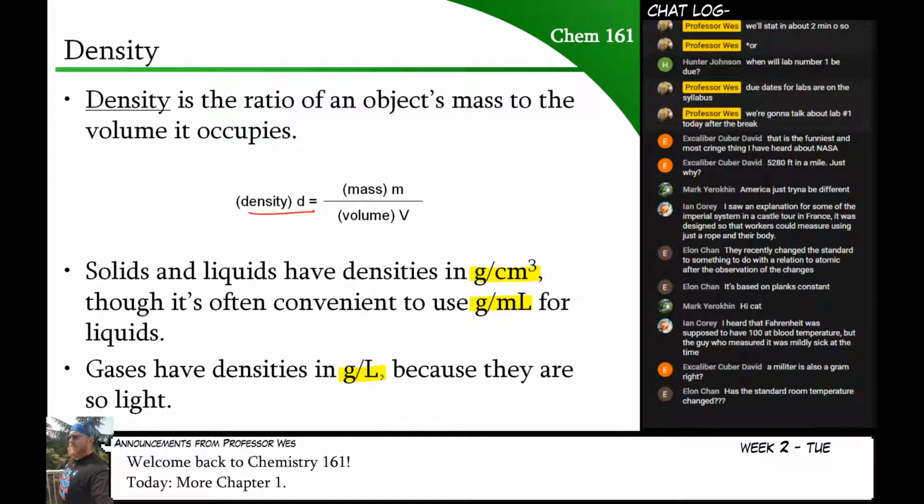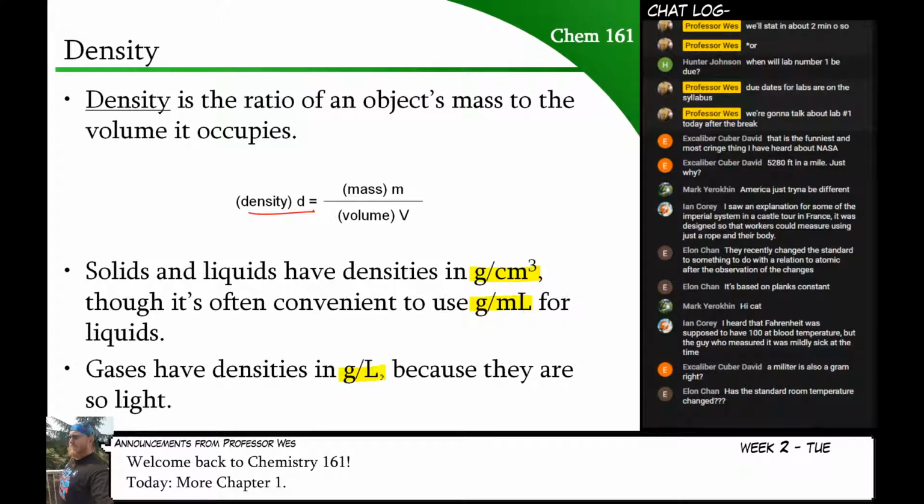Now, for gases, we need to actually make a larger volume because there's just so little matter in a liter of a gas. For example, the density of air is like 1 or 2 grams per liter. It's not that much because there's just not that much matter in the air. Most gases have very low density on this scale.